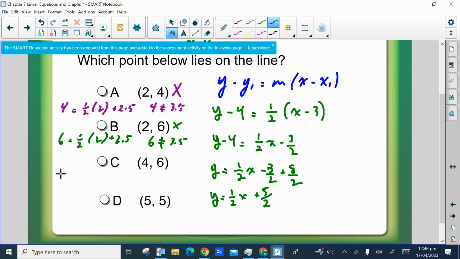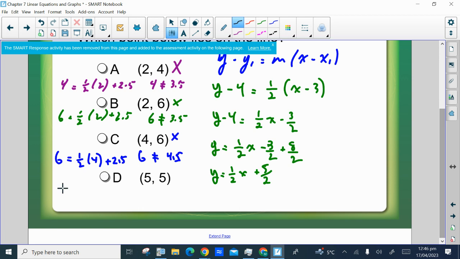Checking point C. The y value is 6. Now the x value is 4. Half of 4 is 2, and 2 plus 2.5 is 4.5. But it doesn't matter because we still don't get the same number on both sides of the equation. So that means that that point does not lie on the graph of a half x plus 5 halves. So the last one we have to check is the point (5, 5). Y is 5 when x is 5.